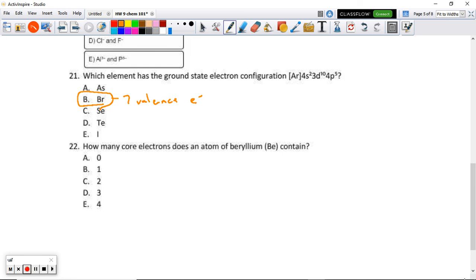How many core electrons does an atom of beryllium contain? Core is inner electrons, so we need to look up beryllium on the periodic table, and you're going to remove its outer shell electrons. Beryllium is in the second period, so it's going to have only 2 core electrons because n=1 can only hold 2 electrons.